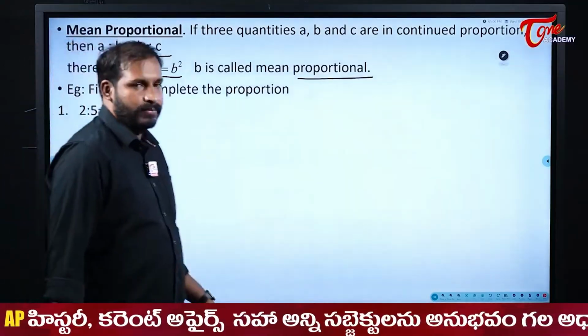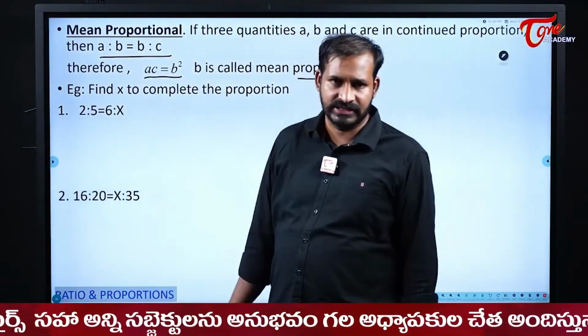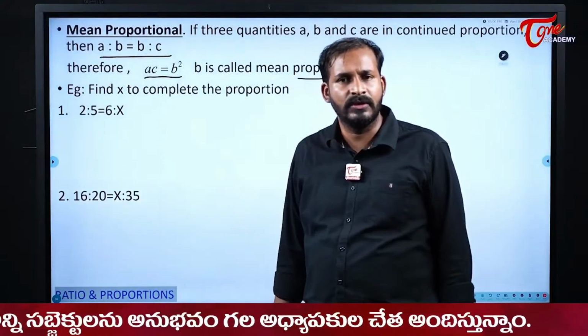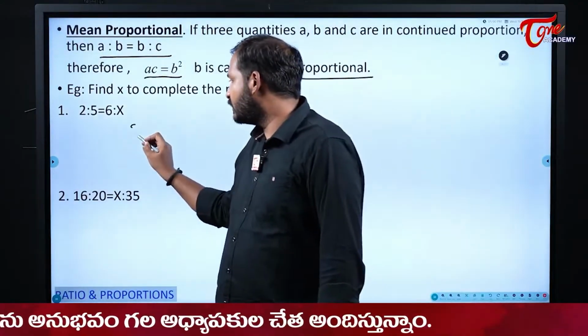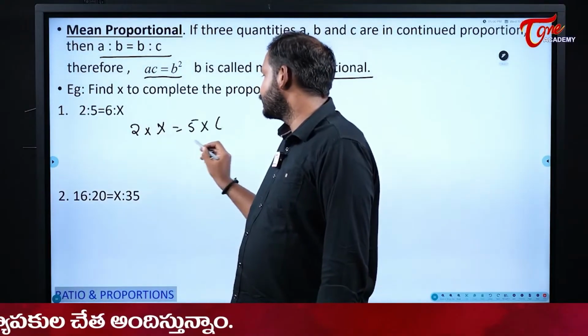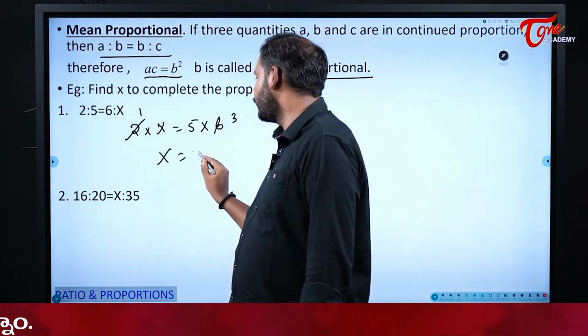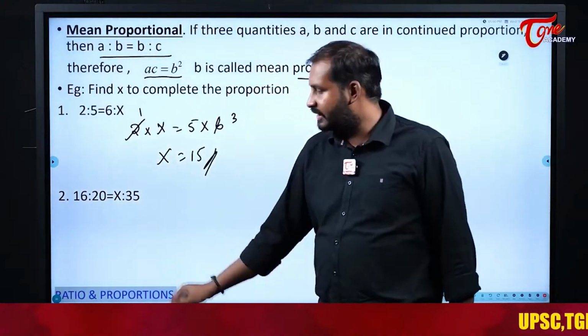Find X to complete the proportion. One of those questions: 2:5 is equal to 6:X. We know that product of means is equal to product of extremes. So what will you write? 2 into X is equal to 5 into 6. So X value becomes 15.